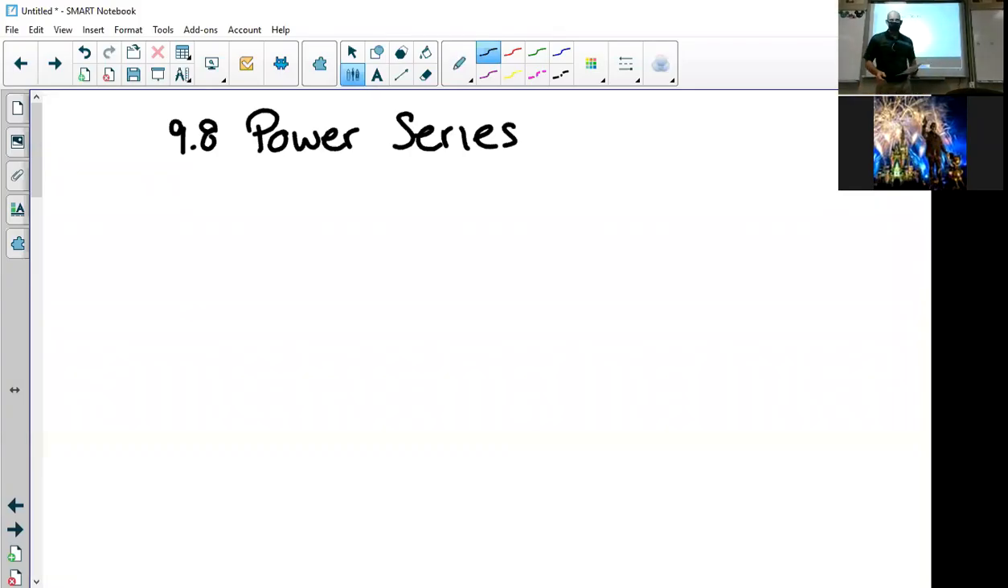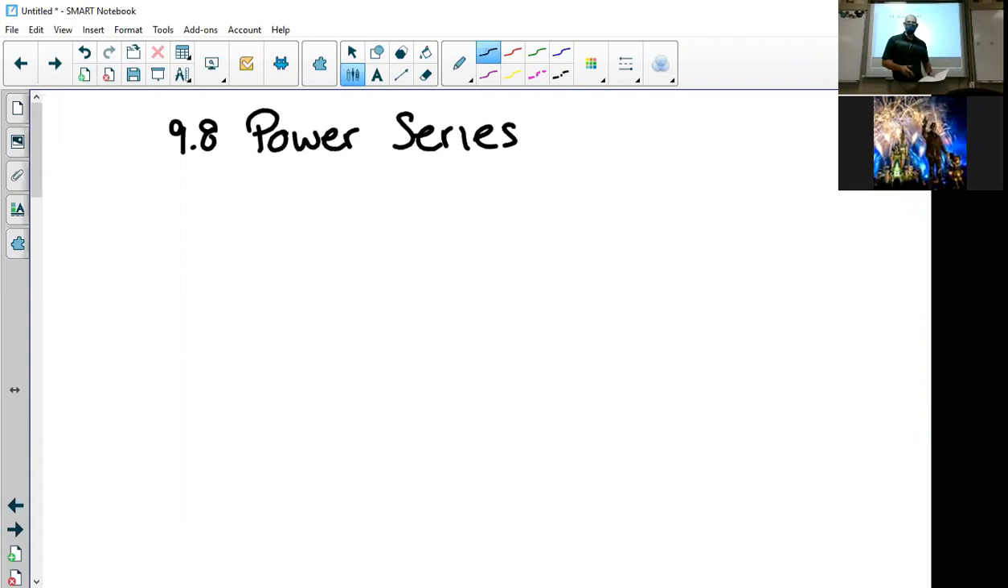All right, guys, today we are starting 9.8. And 9.8 is a bit of a doozy. It's one of the most important ones when we get into free response questions on the AP exam. We really see a lot that has to do with the power series, and more specifically, this idea of interval of convergence or radius of convergence.